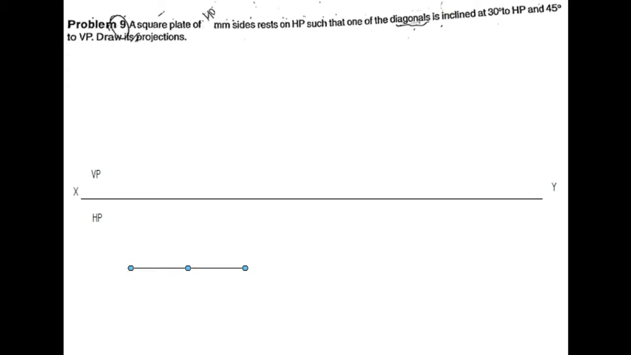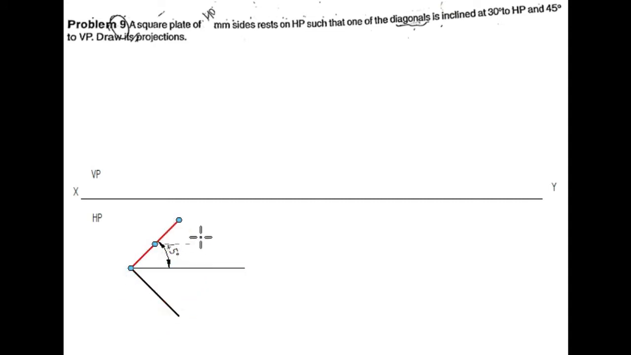So I will draw a line of length 40 mm and the angle is 45 degree with respect to median line. Okay, that is why you can check it. So the angle is 45 degree. Similarly, I will draw another line of 40 mm and angle is minus 45 degree.